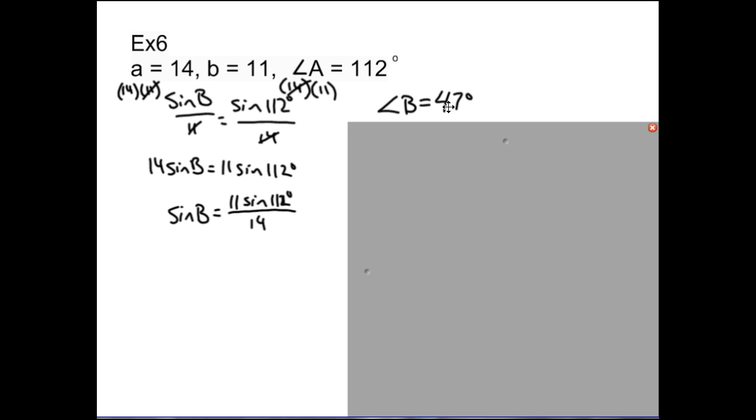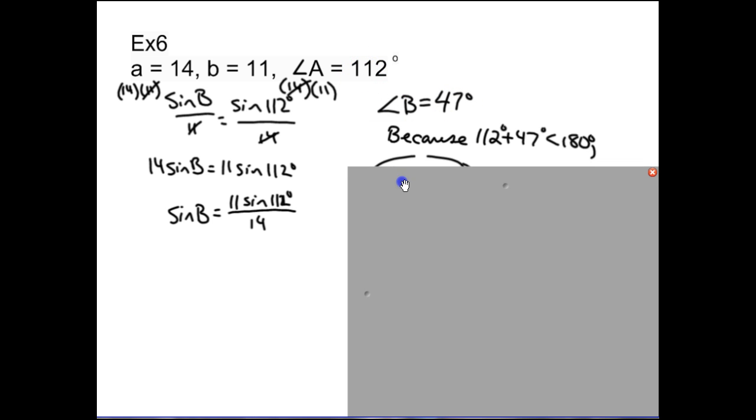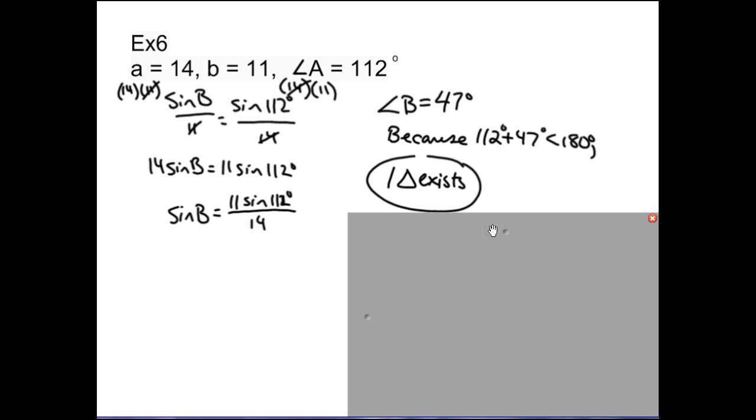Now remember, it's just for an obtuse angle. We started with a 112. It's either a one triangle or a none. So 47 degrees, our question is, can that work with 112? And yes, because 112 degrees and 47 degrees is less than 180, it works, it fits. So there is one triangle that exists.